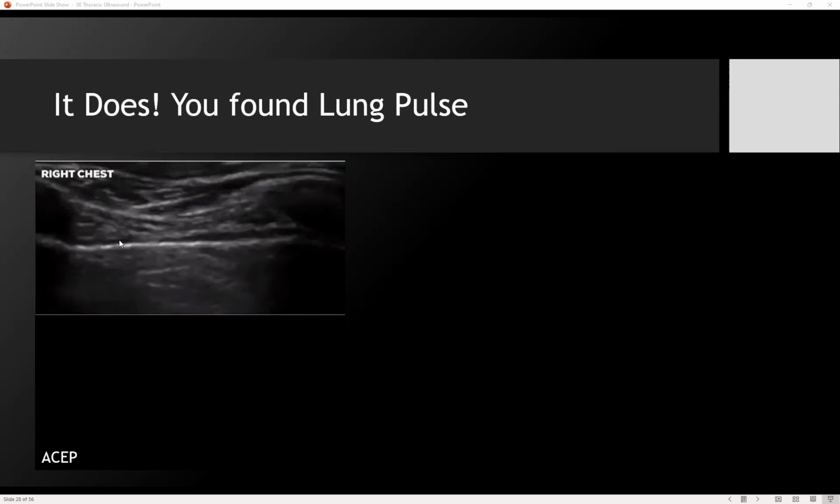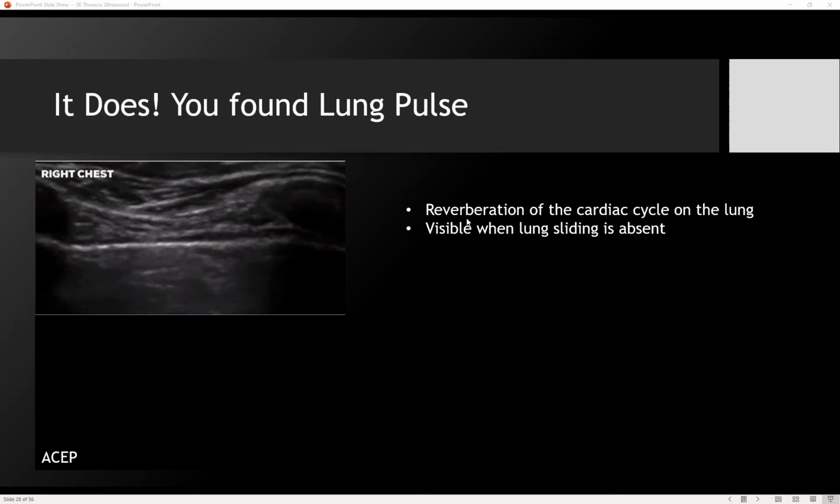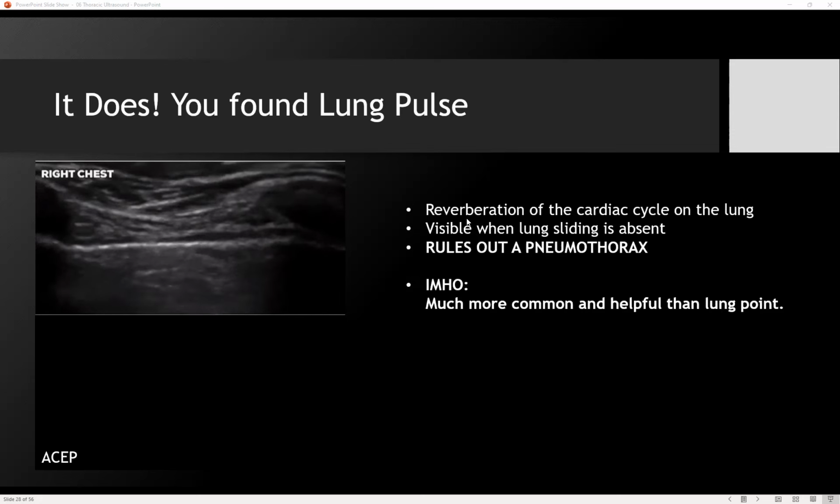Now, if there were a pneumothorax and this was all air between this and the lung, you wouldn't see this, because the ultrasound beams would get lost in the air, would refract, would scatter, and you wouldn't be able to see a lung pulse. The fact that you're seeing a lung pulse, and that's what this is called, proves that there's apposition of the lung to the chest wall. Ergo, rules out a pneumothorax. Now, this might be subtle. This might be hard to see. But you can see it. So sorry, I put up some words here. Visible when lung sliding is absent, rules out a pneumothorax.